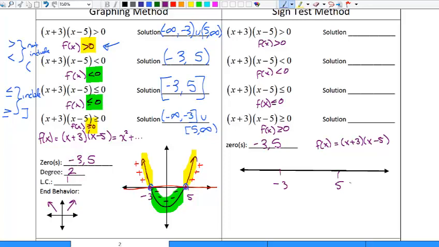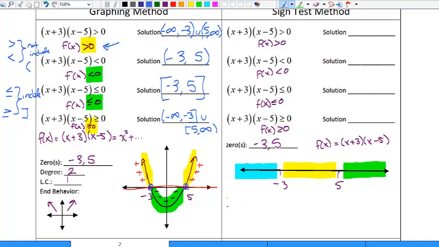Step 4 says evaluate a point in each interval. So I need you to understand that there are several intervals here. We have an interval right here, then you've got another one right here, and then you've got another one right here. The 2 boundary points break the line up into 3 segments, okay? So what I want to do is decide which of those segments is positive, which of those segments is negative, and the way I can do that is I can just evaluate a point.